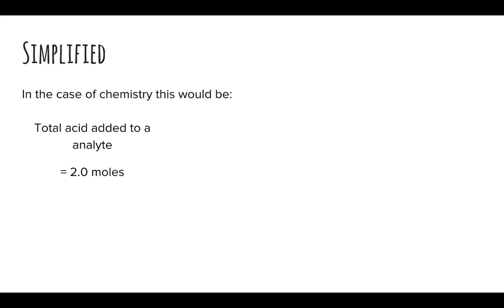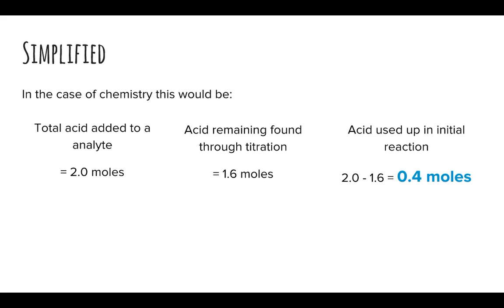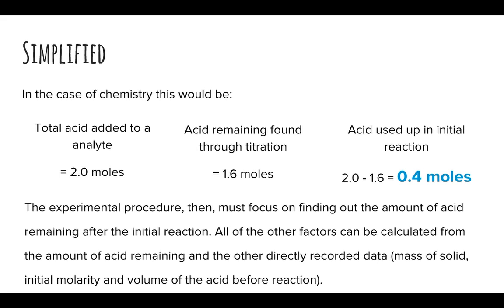In chemical terms, if we were adding acid to an analyte that we wanted to find the concentration of, and we knew that we added 2 moles of acid, we found the acid amount that didn't react with the analyte through titration to be 1.6 moles that was remaining after the original reaction. So therefore the amount used up in the original reaction with that analyte must be 2 minus 1.6. So therefore it's 0.4 moles.